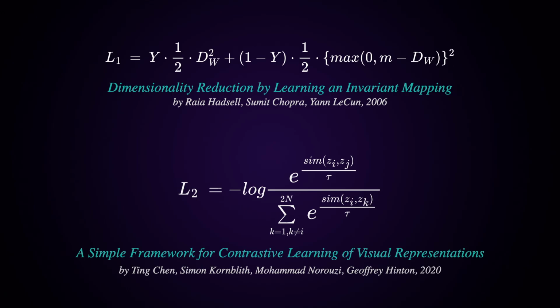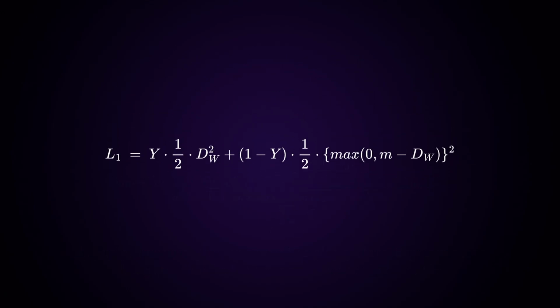As usual, the title sounds complex, but it's just about reducing dimensions of the data with a machine learning model. The second one came from Geoffrey Hinton's group, and it's about a special case of training neural networks using augmentations. First, let's look at loss number one.